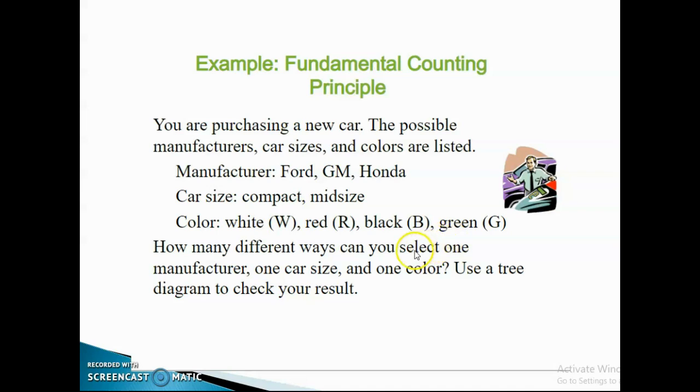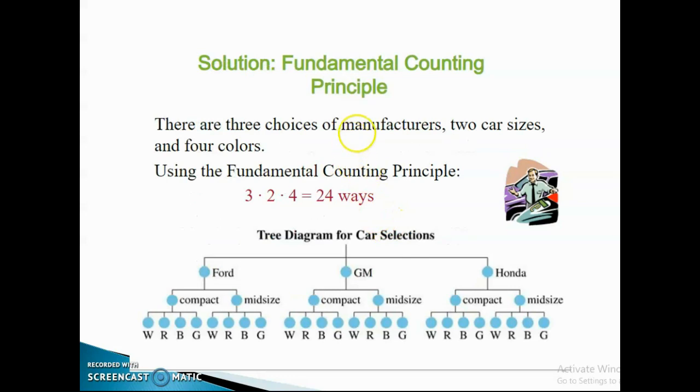To answer this question, we know that three choices are for manufacturer, two choices for car size and four colors are available. So we multiply 3 by 2, 3 2s are 6, 6 4s are 24. There are 24 possible ways in which you can buy a car. Using a fundamental counting principle, with three choices of manufacturers, two car sizes and four colors, we multiply 3, 2 and 4, which is equal to 24 ways.